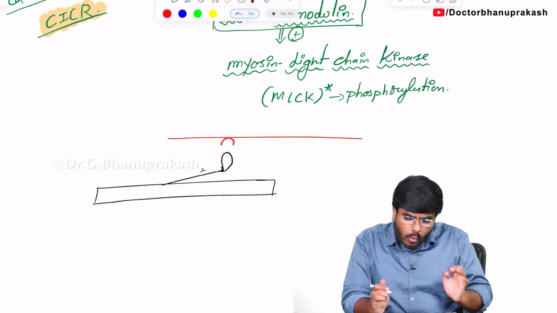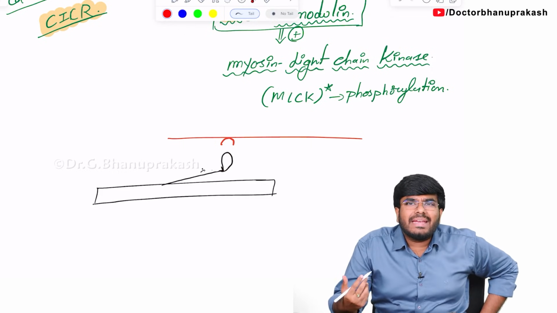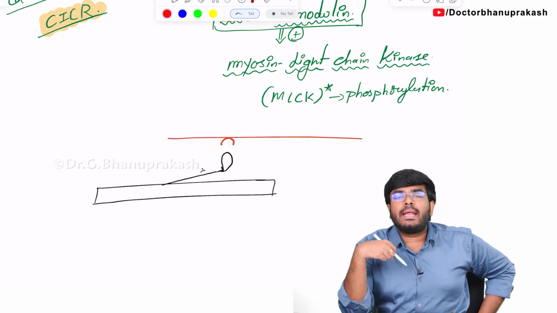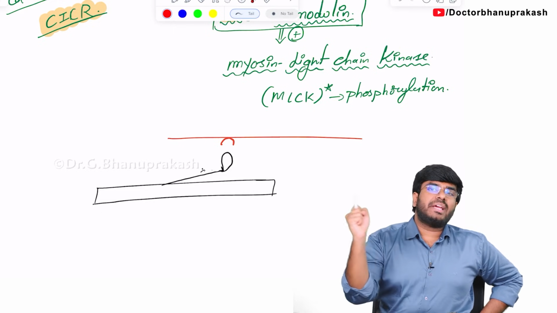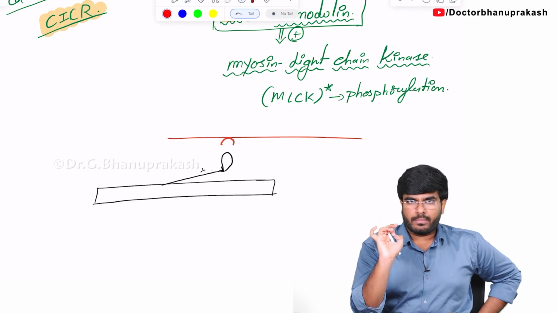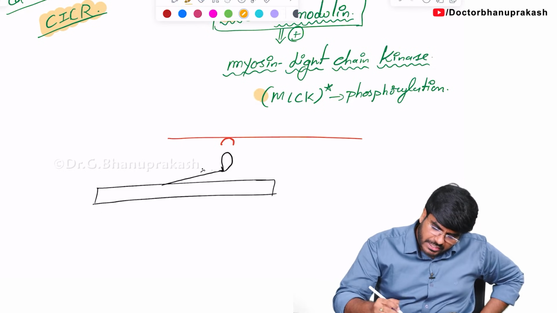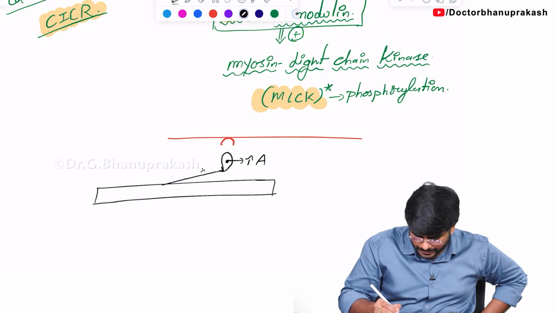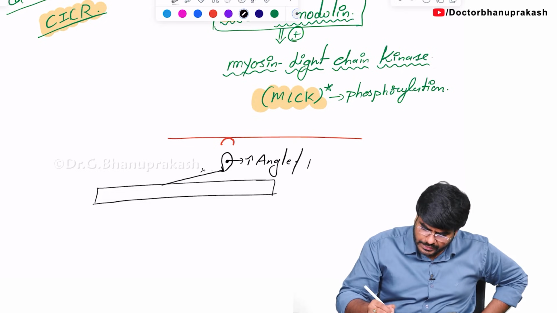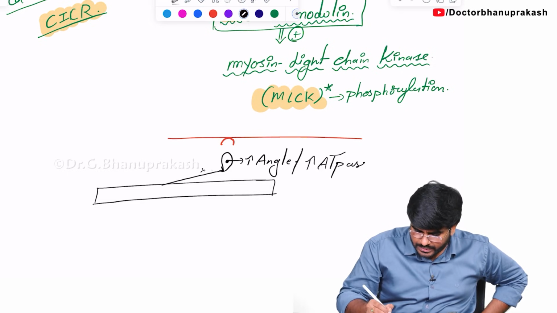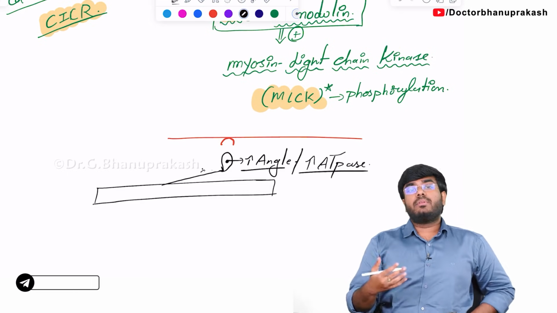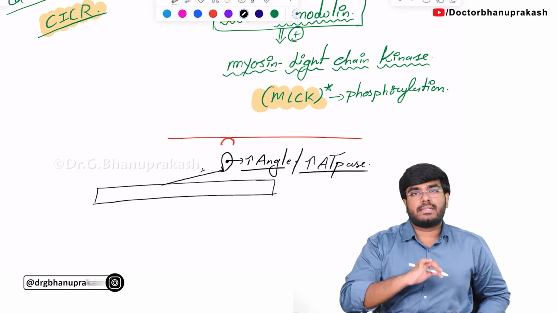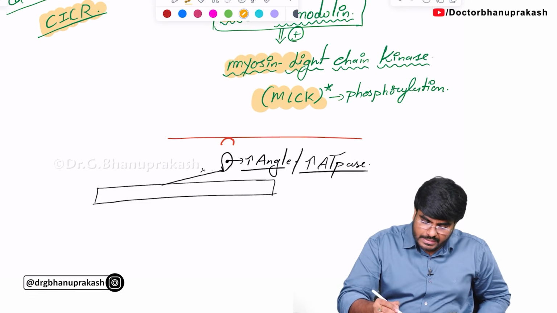So now tell me, what is this MLCK, myosin light chain kinase, doing? It is going to increase the angle of the myosin head so that it will bind with the active site and cause muscle contraction. Not only that, this myosin light chain kinase is also going to increase the ATPase activity in the myosin heads. So more ATP will be broken down. The ATPase activity and the angle are dependent on the myosin light chain kinase. So this is a super important enzyme.